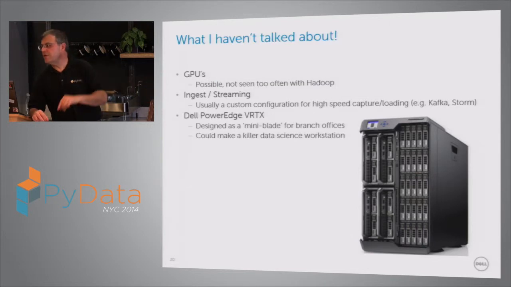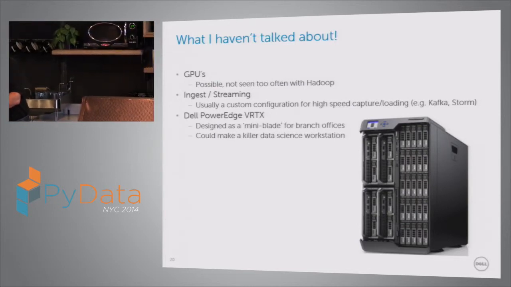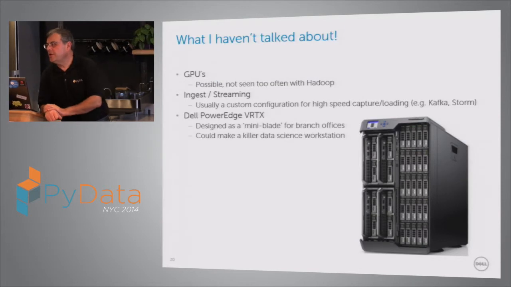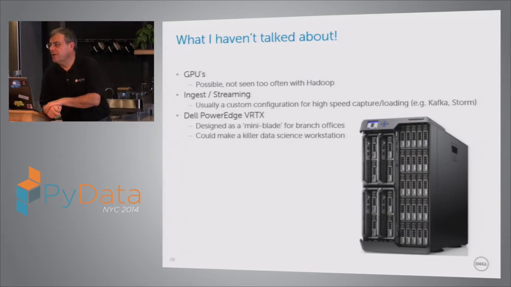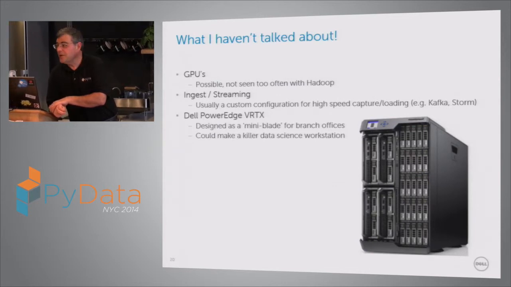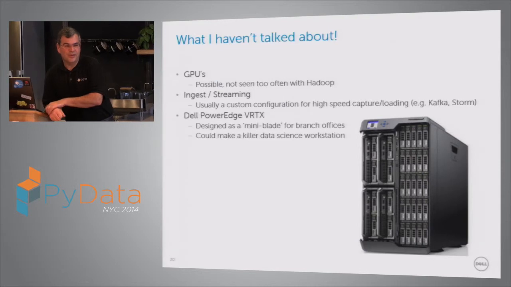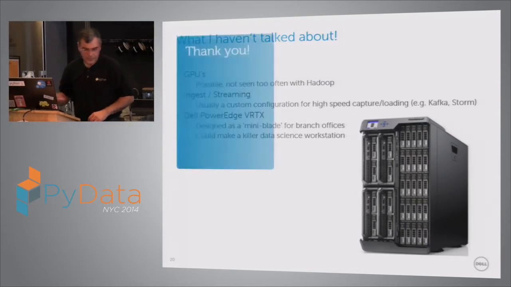If you're doing tons of data streaming, there are special configurations we want to use. And I think one of my pet projects is to look at a machine called the Dell Vertex. It's kind of a side project. It's kind of a blade chassis that was built for small and remote offices. It's got a bunch of processors and a bunch of disks, so it's kind of nice as a killer data science workstation. It's like a production grade server that you could fit in a normal office environment. So I'm going to play with that, but I haven't talked about it today.